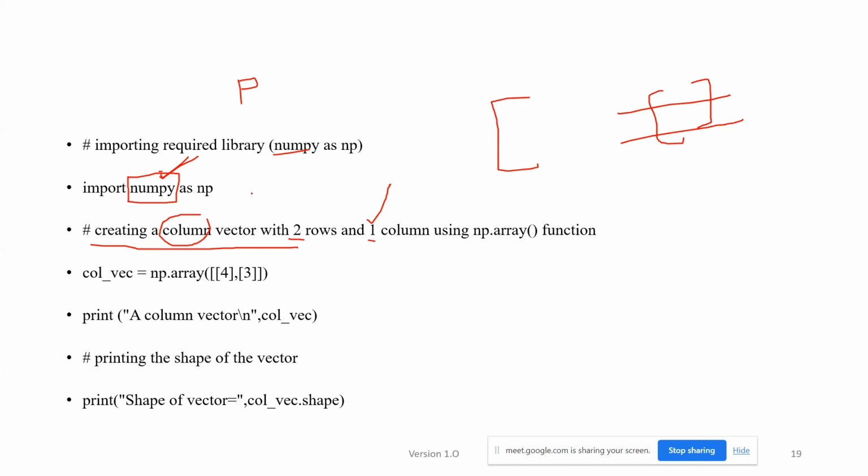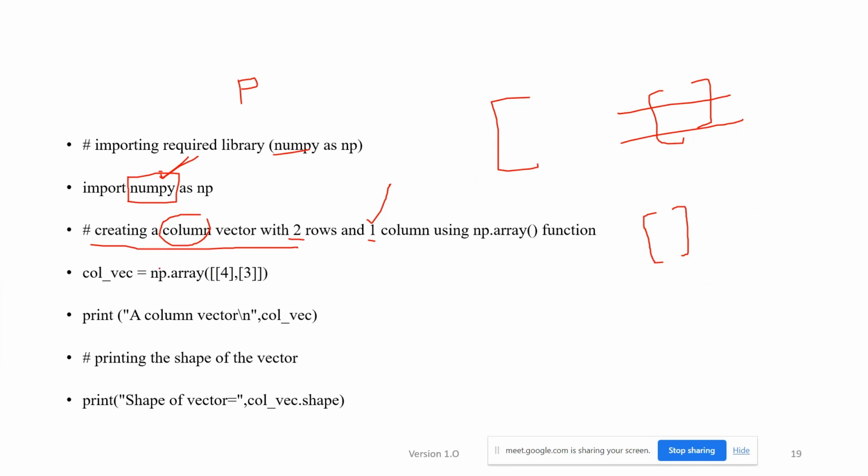Because linear algebra is one of the mathematical concepts, it is having continuous data elements. So all these things we learned in the first class. So now see this, how we are creating a vector. You know that a vector is a one-dimensional array, either row-wise or column-wise.